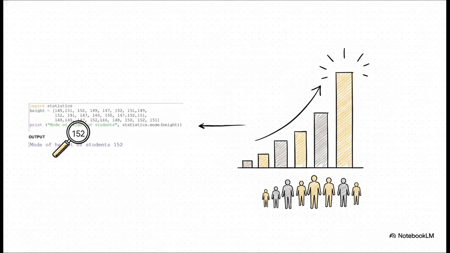And finally, there's the mode. This one's the easiest of all. It's simply the most common value in your data, the one that shows up the most often. For our students, the mode is 152. And you can often spot it visually on a chart. It's usually the highest peak.